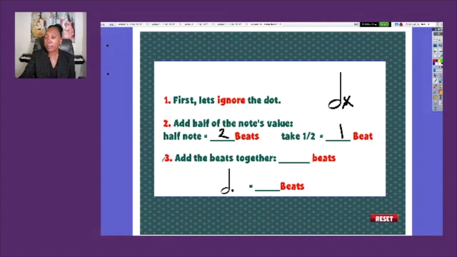Then number three, add the beats together. So 2 plus 1 equals 3. A dotted half note in this case gets 3 beats. And I can now erase my dot.